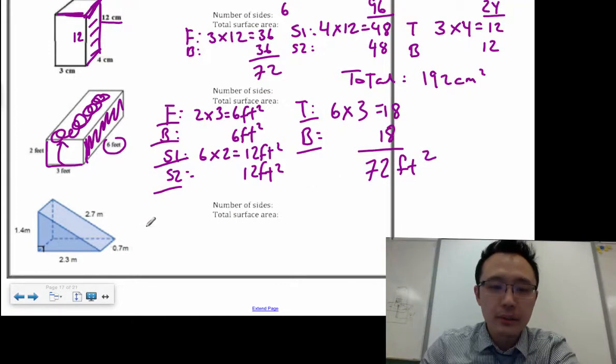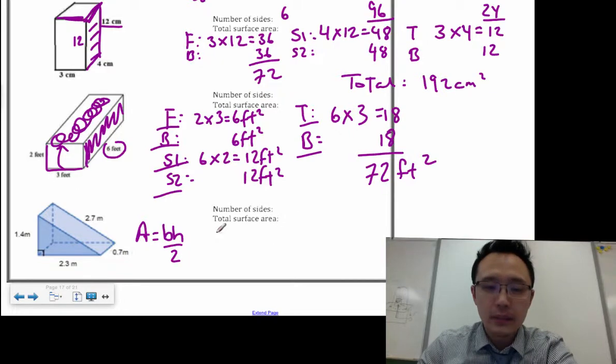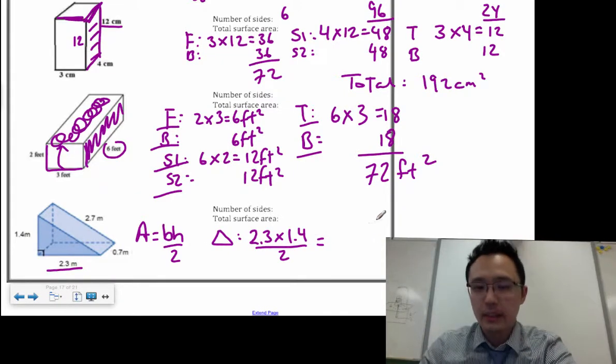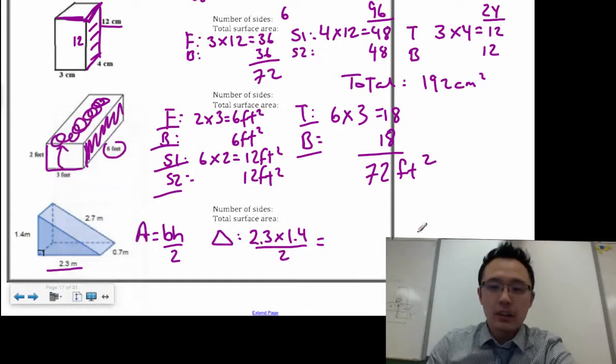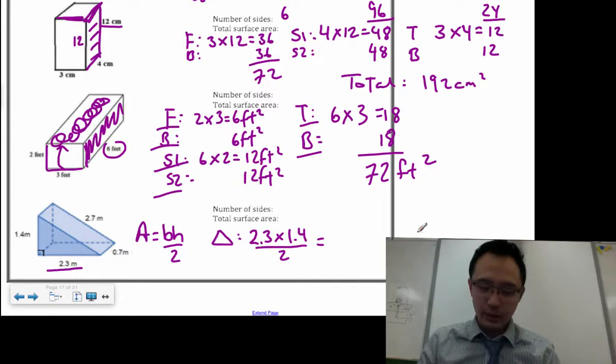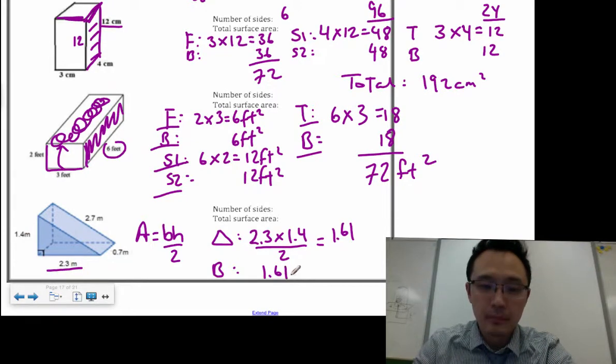Next one, we have a triangle. So area of a triangle is base times height divided by 2. So let's find the area of the triangle first. My base is whatever is touching. So it'll be 2.3 times 1.4, that's my height, divided by 2. I need to see if I can get a calculator. Be right back. So 2.3 times 1.4 divided by 2 is 1.61. If I have 1.61 on the front side, then the back one would also be 1.61 meters square.